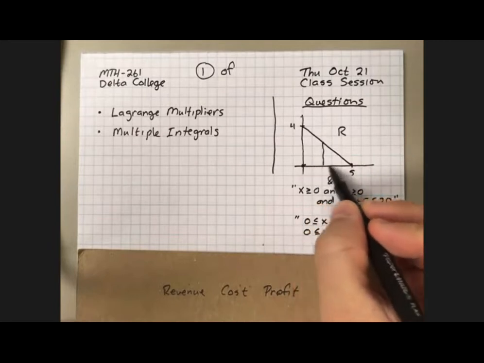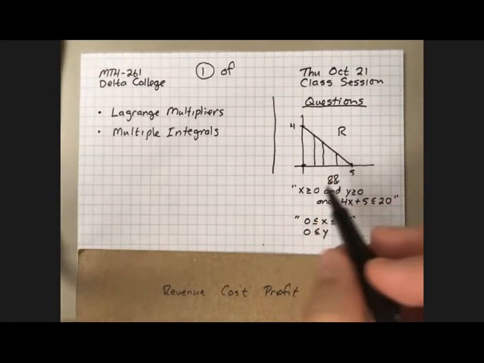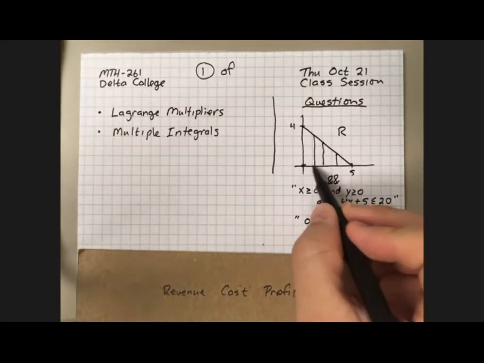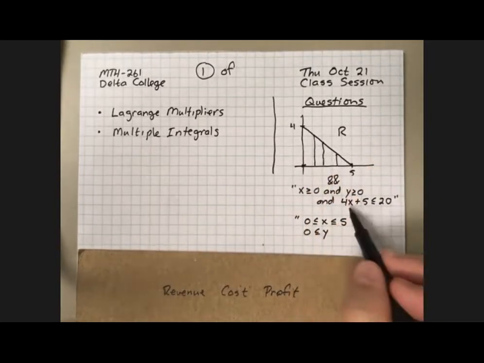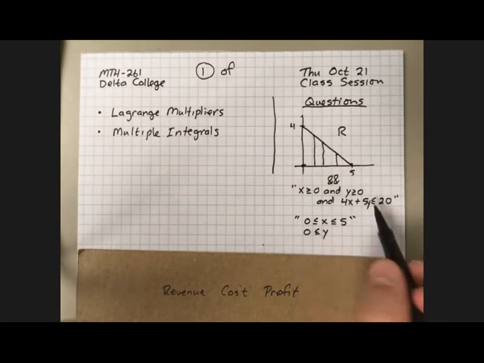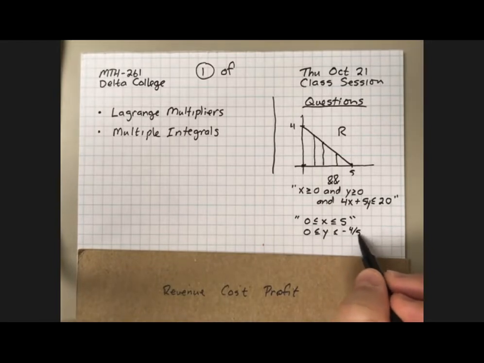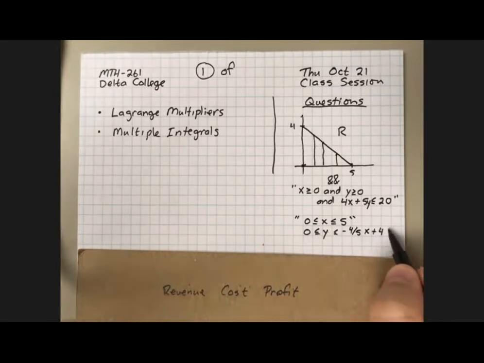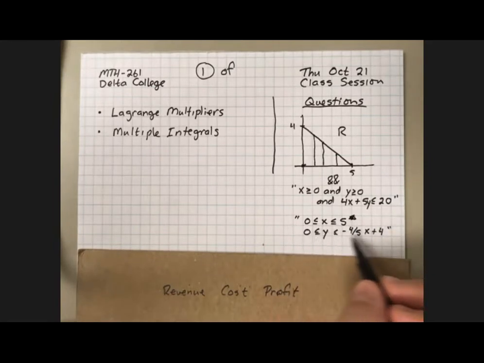So for every x between 0 and 5, I draw a vertical line. Then I have to describe this vertical line. The vertical line begins when y equals 0. That's not hard to do. It ends on this line right here, which I have described, 4x plus 5y less than or equal to 20. But to write that in terms of y, I solve this for y: minus 4/5 x plus 4. This is also a way to describe this region.